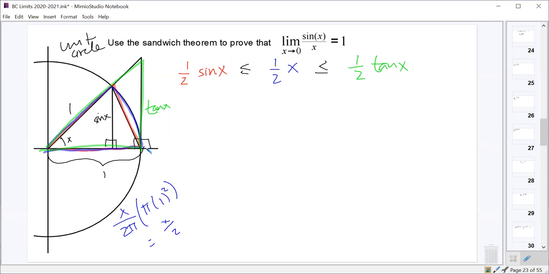And we should be able to build sine x over x inside this inequality to prove that this limit is 1. So first we'll multiply everything by 2. Sine x is less than or equal to x is less than or equal to tangent x. And then we're going to divide everything by sine x to put a sine x in this interior piece here.